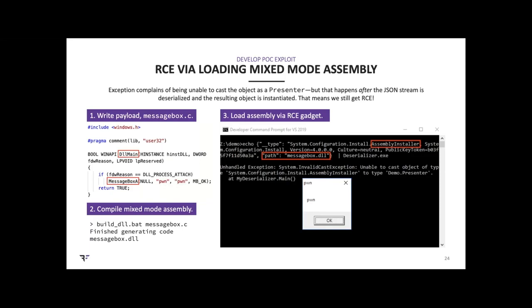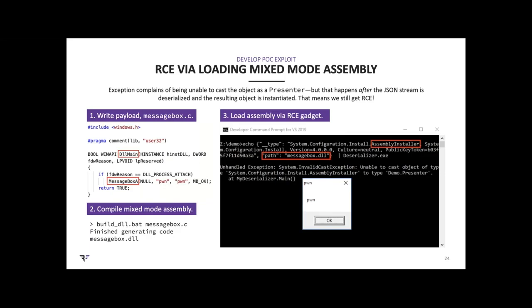Then I pass that source code to my build script that I just mentioned, which generates a .NET mixed mode assembly DLL, and then finally, I'm taking the JSON stream and specifying that our target program deserializer should deserialize and instantiate an assembly installer object whose path is pointing to message box DLL, the payload that we just generated.